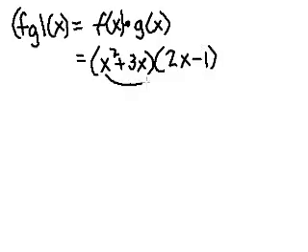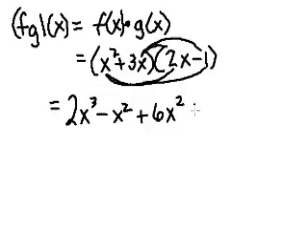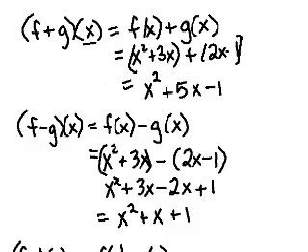So we have x squared times 2x. That gives us 2x cubed. And then we take x squared times negative 1 is negative x squared. 3x times 2x is 6x squared. And then 3x times negative 1 is negative 3x. Combining like terms, it's 2x cubed plus 5x squared minus 3x. That's multiplication.